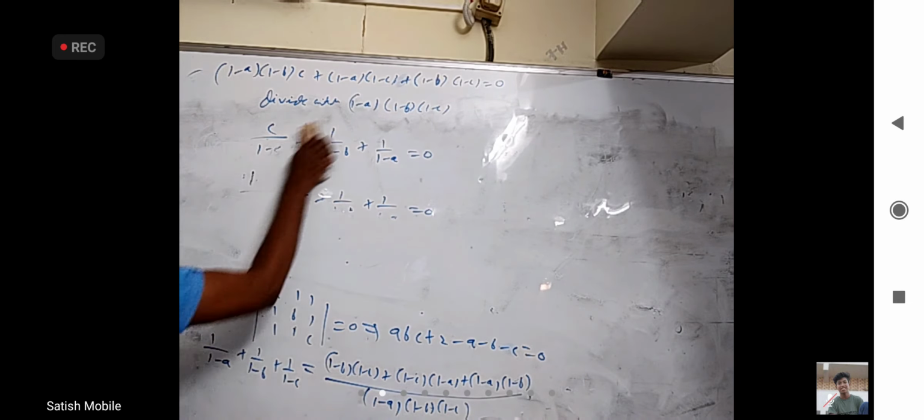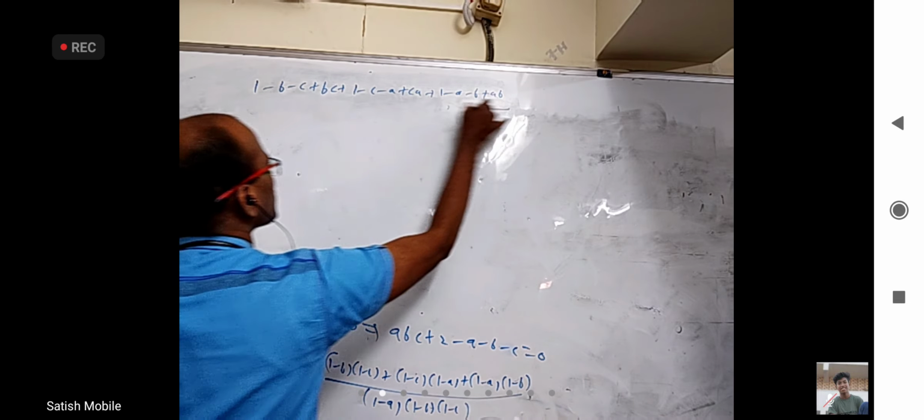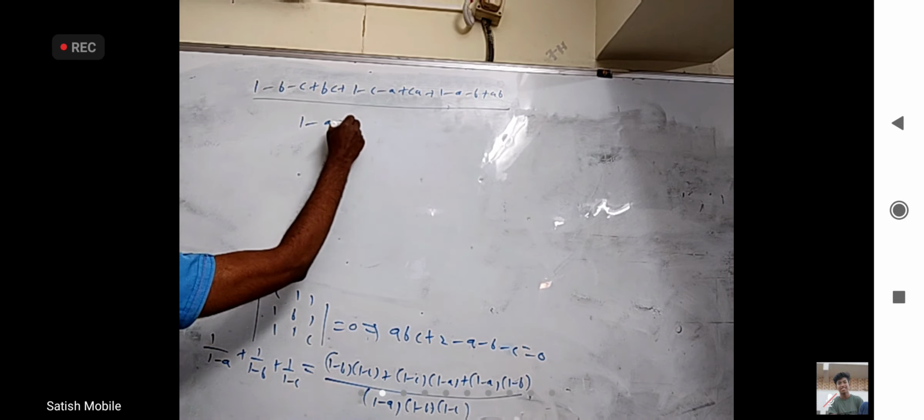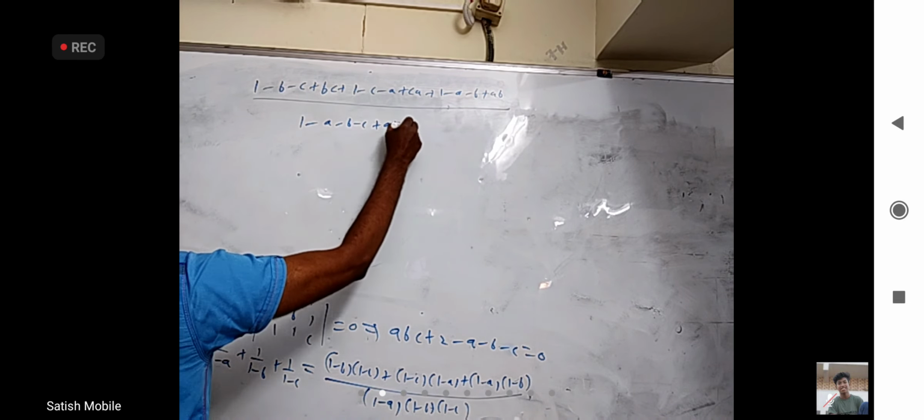When I expand this, I'll get 1 minus b minus c plus bc, 1 minus c minus a plus ca, 1 minus a minus b plus ab, by 1 minus a minus b minus c plus ab plus bc plus ca minus abc. Numerator, if I simplify, I'll get 3 minus 2 times (a plus b plus c) plus ab plus bc plus ca. And in the numerator and denominator, the only main difference is that ABC is there extra, and in the numerator there is no ABC.